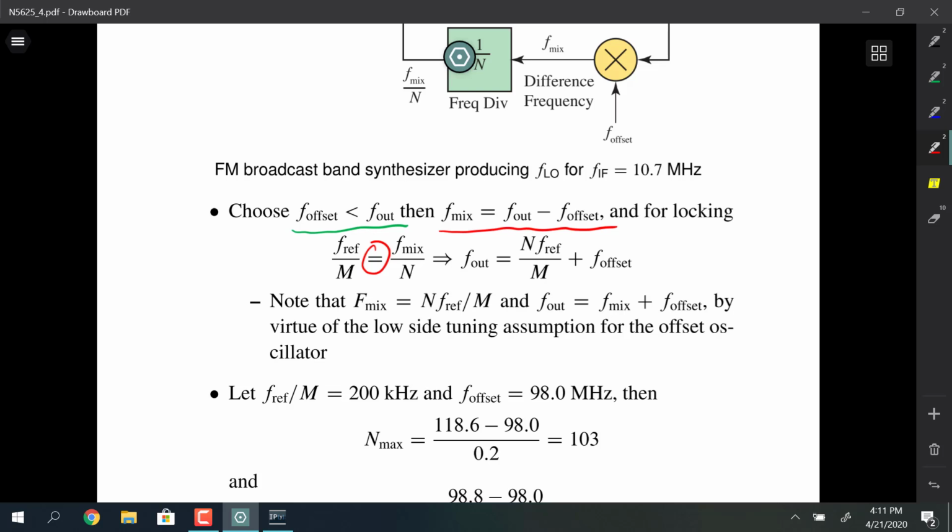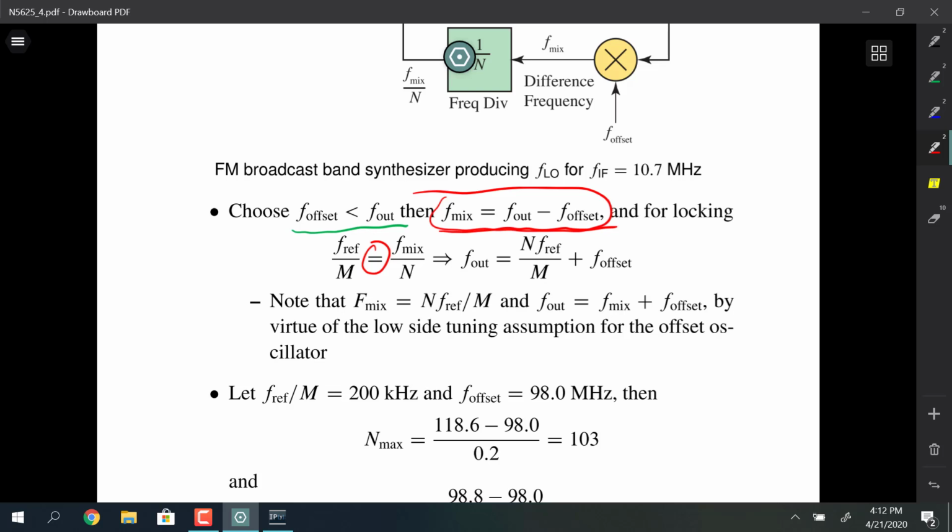This is where I know it gets confusing, but F mix and F out are related with F offset. So I can just make a substitution in there, replacing F mix by F out minus F offset, and then I can solve for F out as N times F ref over M plus F offset. I'm going to let you look at the algebra. It's not stunning math, it's just algebra.